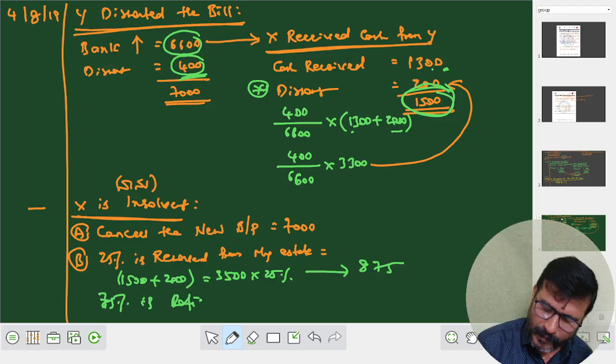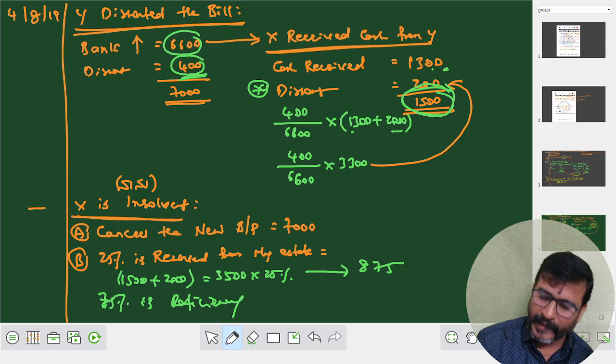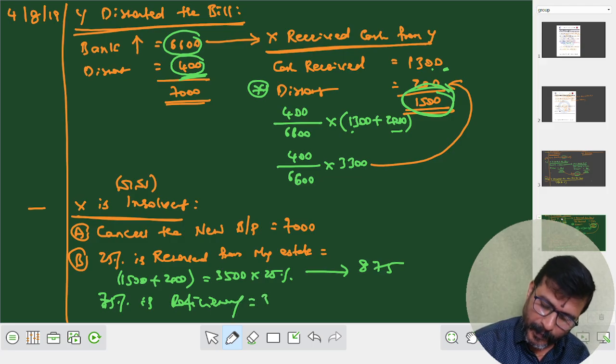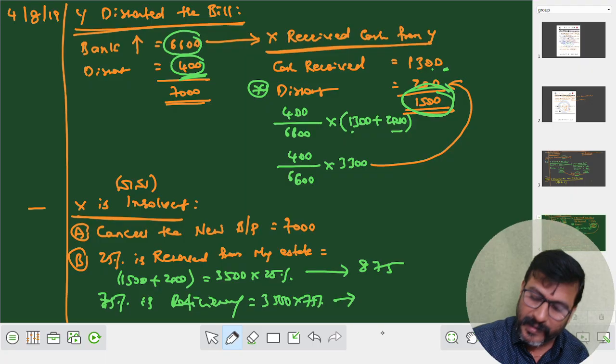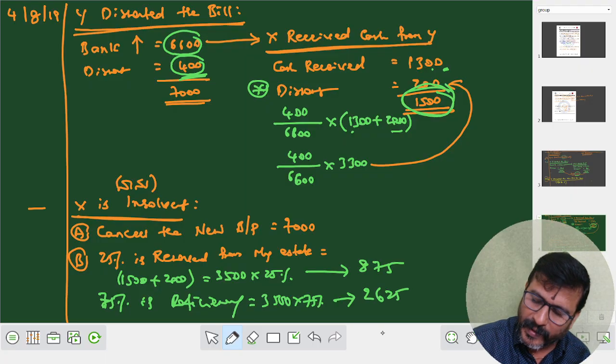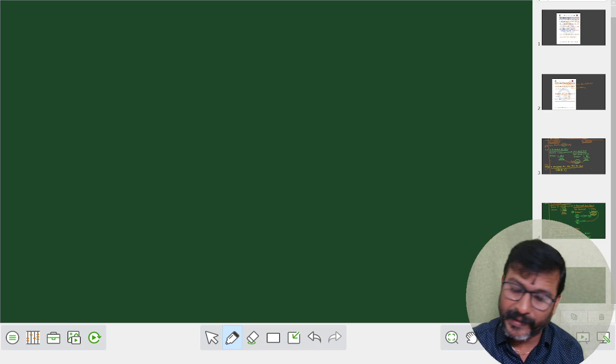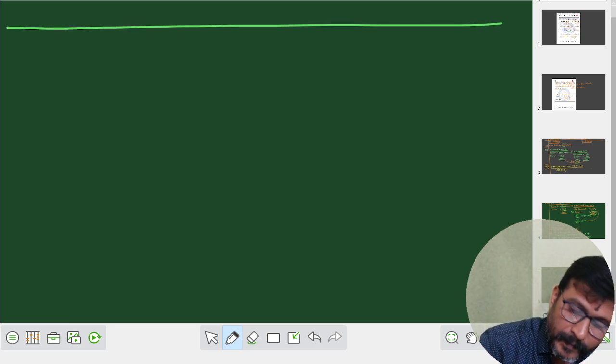is deficiency. 3500 into 75%, it comes to rupees 2625. Total is how much? 3500. Now we have to write the journal entries.